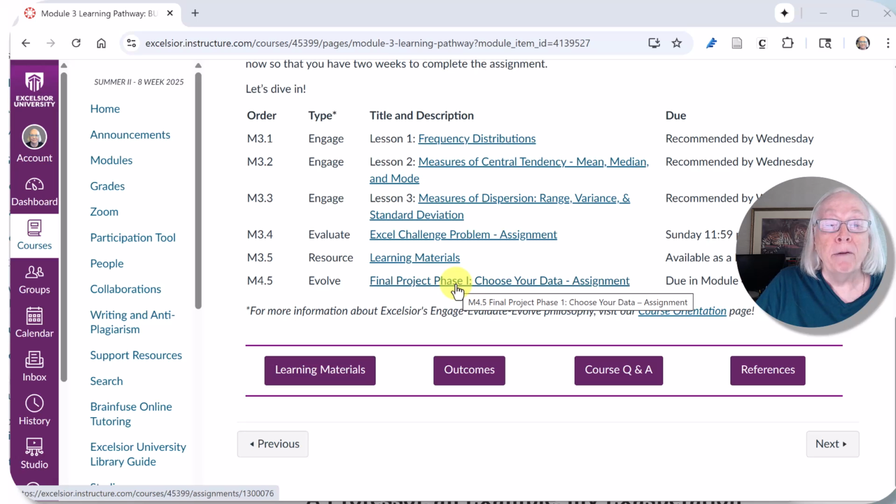module 4.5 final project choose your data assignment is coming up. It gives you the information about that, but again, you don't actually have to have your data until module 4. But I do want to encourage you to start now thinking about it.